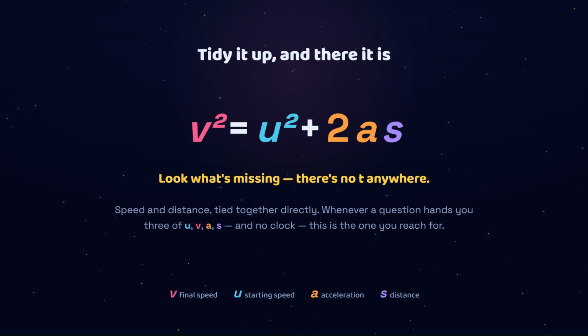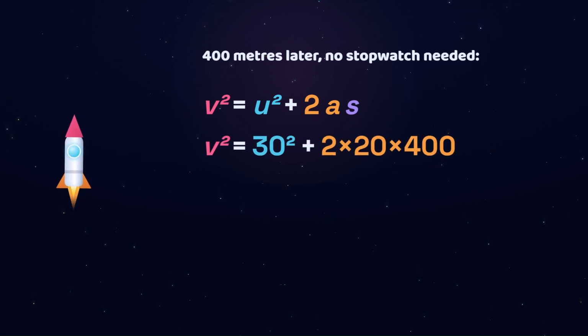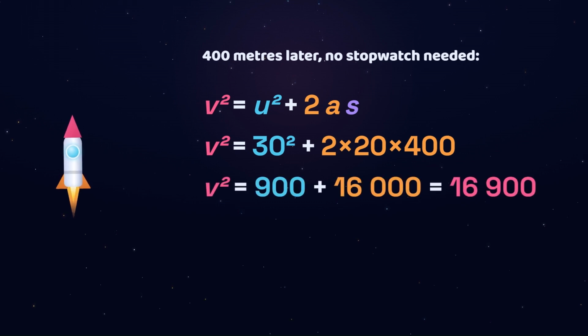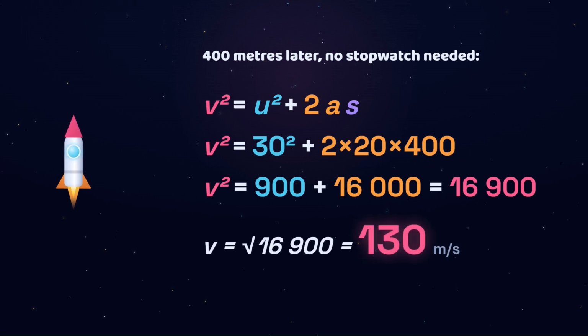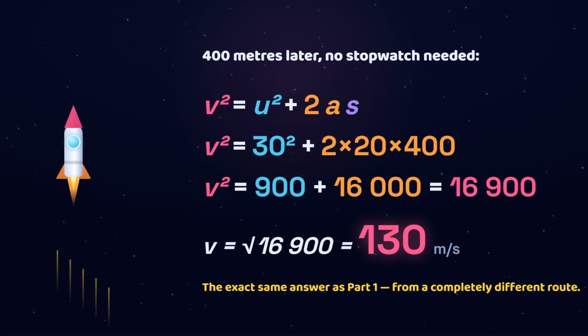So whenever a question hands you three of u, v, a, and s, and no clock, this is the one you reach for. So, 400 meters later, no stopwatch needed. v squared equals 30 squared plus 2 times 20 times 400. That's 900 plus 16,000, which is 16,900. And the square root of that is 130 meters per second.